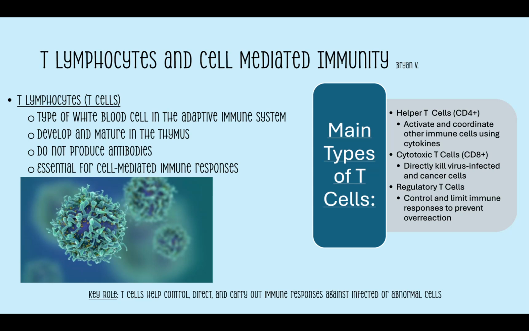Finally, there are regulatory T cells. These help keep the immune system under control, limiting immune responses and preventing the immune system from overreacting or attacking the body's own tissues. So overall, T cells are essential because they help coordinate immune responses and directly eliminate infected or abnormal cells.